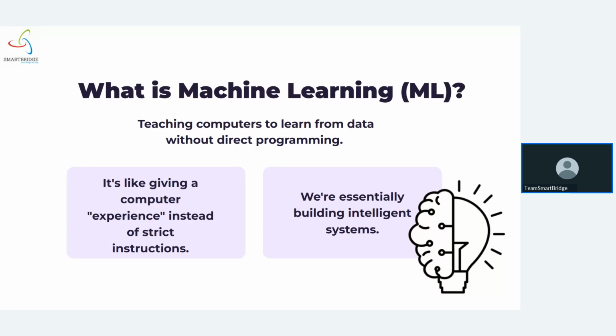Machine learning is a method that allows computers to learn from data and make decisions or predictions without being directly told what to do. So it is teaching computers to learn from data without explicit programming. It is like giving a computer experience instead of strict instructions. So we are essentially building intelligent systems. There is no need of special stressing on machine learning because from day one you are learning it.